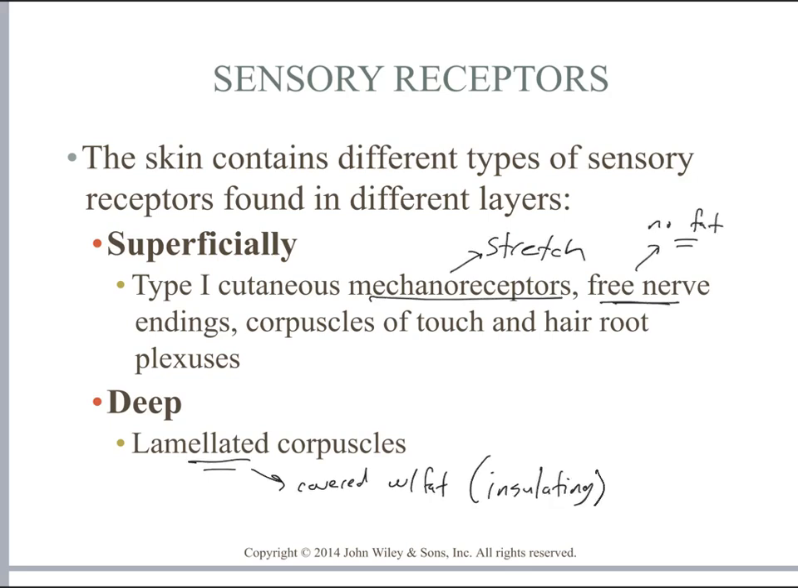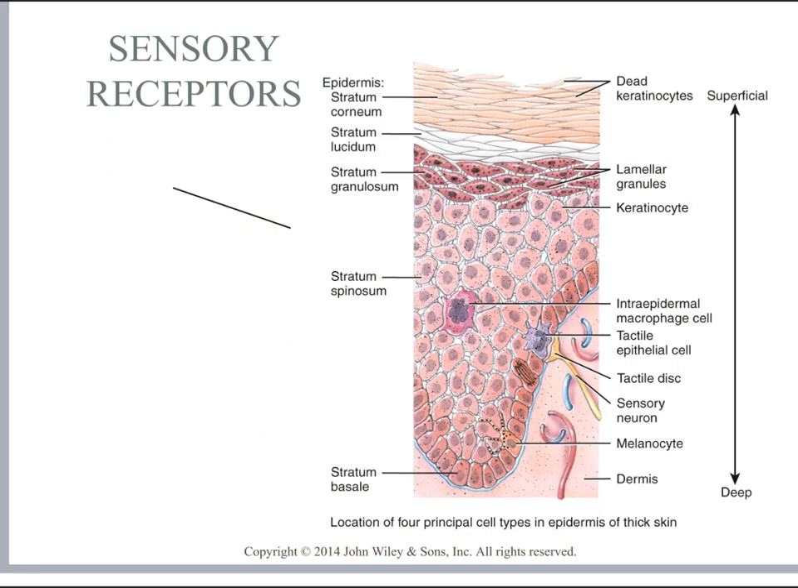Okay, so aside from our free nerve endings, we get corpuscles of touch and our hair root plexus. So you can test your hair root plexus. Blow on your arm. You can feel the hair move on your arm because of those hair root plexuses. So we can put it to picture.